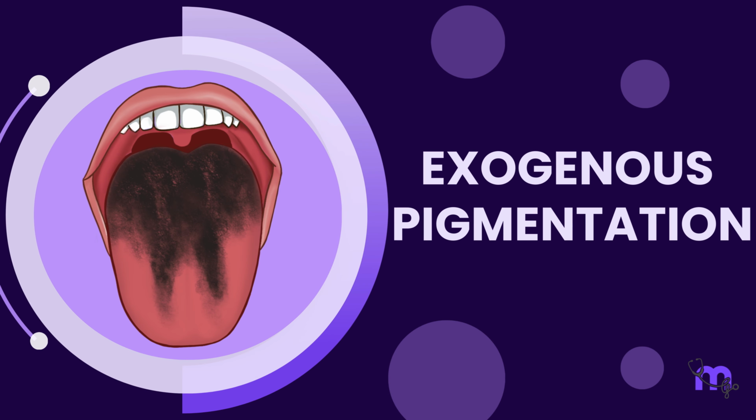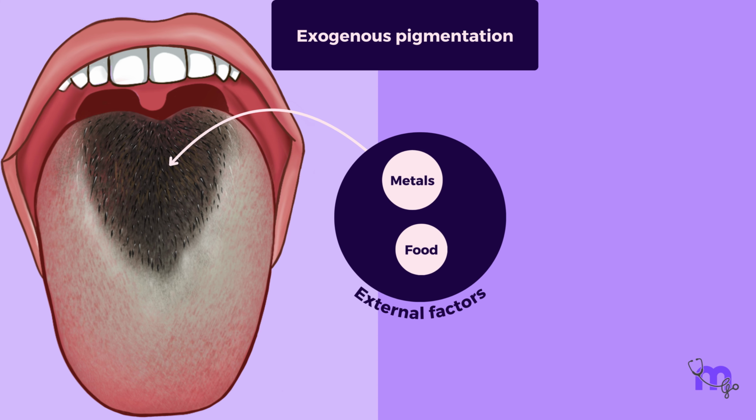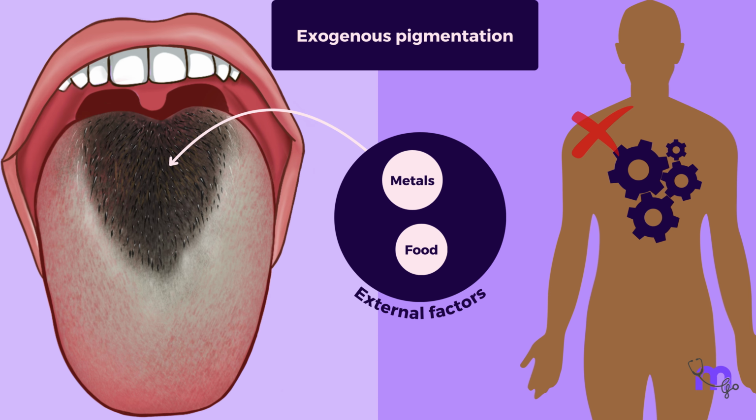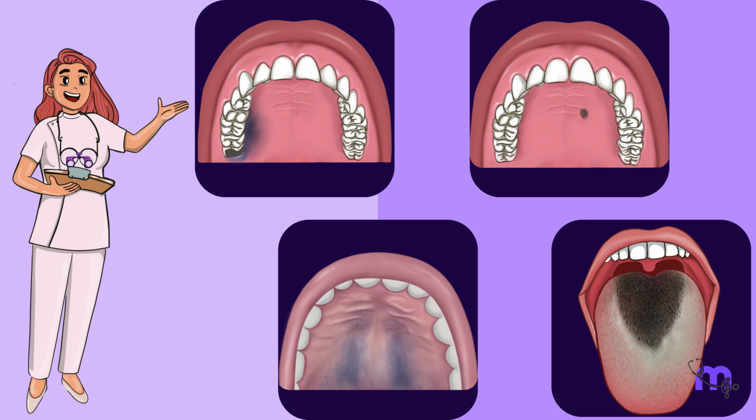Exogenous pigmentation. Exogenous pigmentation refers to the discoloration of oral tissues caused by external factors rather than body processes. Here I have 4 cases of exogenous pigmentation due to different causes.